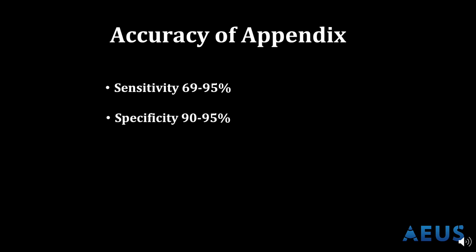The accuracy of POCUS for appendicitis has increased over the years, including several other studies showing the sensitivity is anywhere between 69 to 95%, but the specificity is what's important, which is incredibly high for a test easily done in the emergency room.